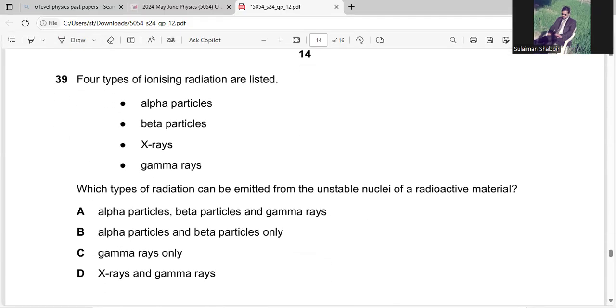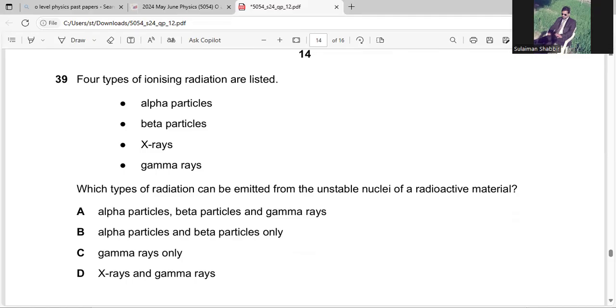Four types of ionizing radiations are listed: alpha, beta, gamma, and X-rays. Which type of radiations can be emitted from an unstable nuclei of radioactive material? Alpha particles, beta particles, gamma rays. Yeah, he's right, because X-rays are produced with the help of heavy nucleus. So alpha particles and beta particles only, not possible.